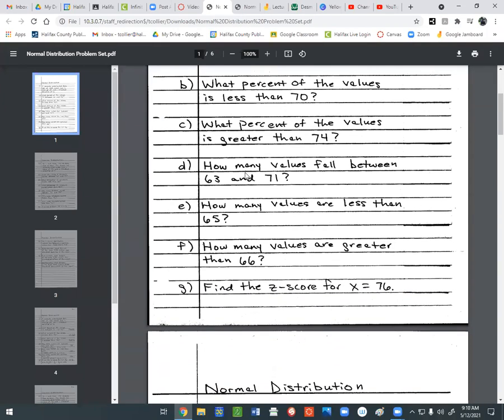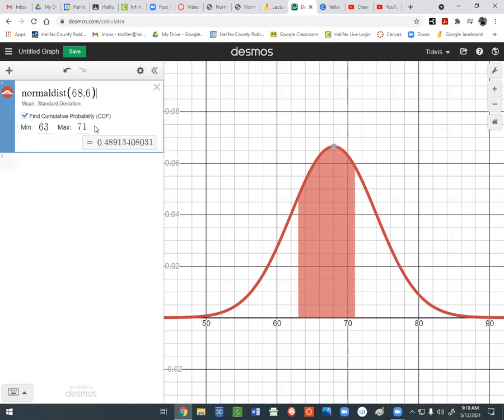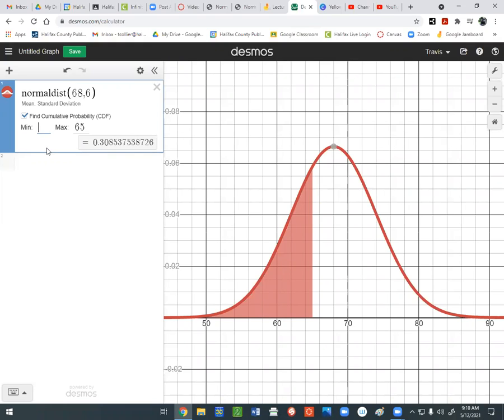How many values are less than 65? So less than 65. That means 65 is going to be my maximum number. So going back here, my maximum is going to be 65. I don't have a minimum, so I need to get rid of that minimum of 63.